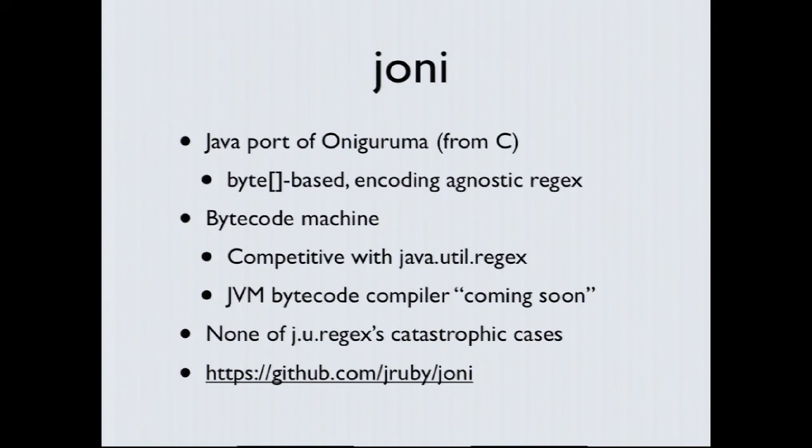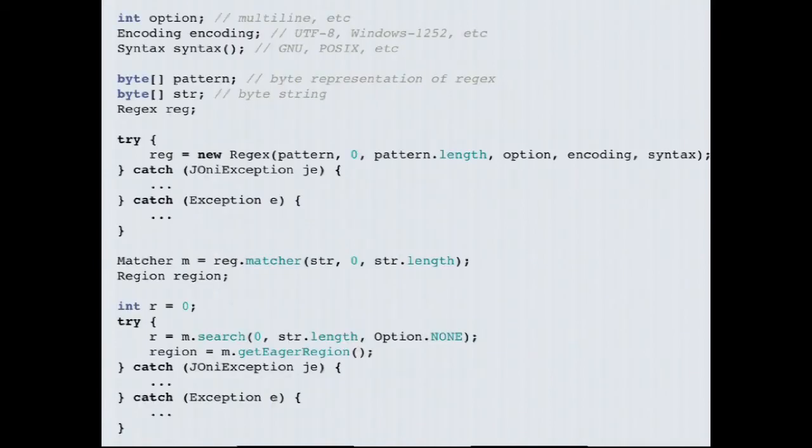It supports GNU, POSIX, I think Perl, and you can define additional grammars and additional regular expression syntaxes for it if you like. It would be very easy to turn this into a JVM bytecode compiler as well. And then you would actually have JVM bytecoded regular expressions that would run as fast as Java code doing that match directly. So that's something that we're hoping to work on soon. Maybe we can get our friend to reappear and work on that as well. Or maybe one of you would love to do a regular expression compiler. So like I say, none of java.util.regex's catastrophic cases. Arbitrary encoding support. And there's the link for the project on GitHub.